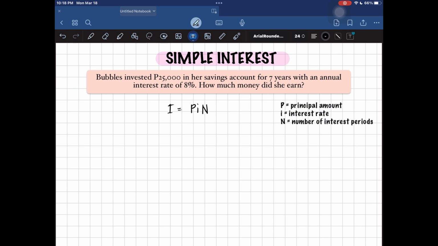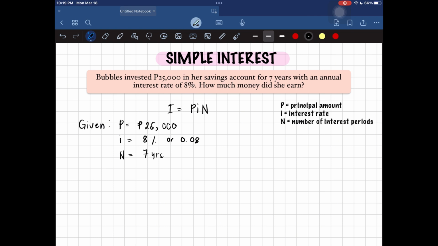So this is problem number 1. Bubbles invested 25,000 pesos in her savings account for 7 years with an annual interest rate of 8%. How much money did she earn? So for the given, P is equal to 25,000 pesos, I is equal to 8% or 0.08, then N is equal to 7 years.